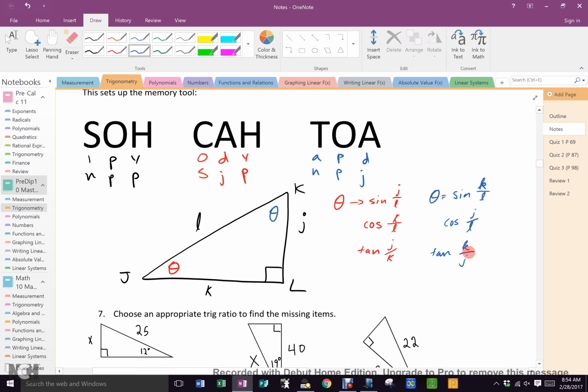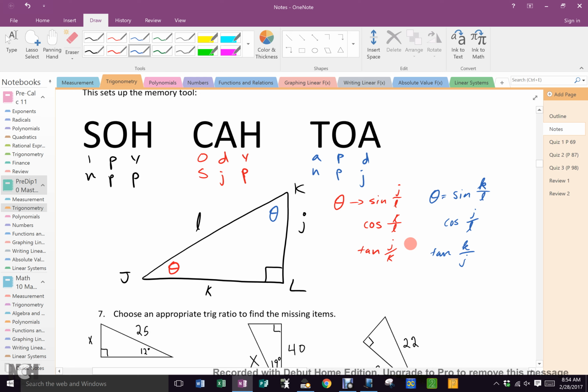Please notice that when you changed positions, you changed fractions. Cos became sine, sine became cos, and tan inverted, or reciprocated. Everybody cool? Please remember that where you are in the triangle determines two of the three sides. Which two change? Which two changed?